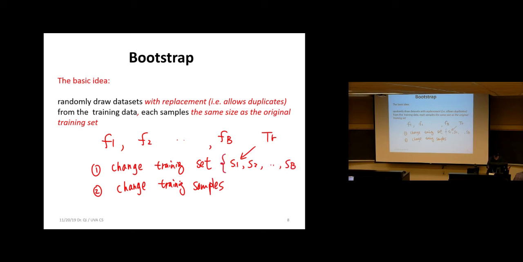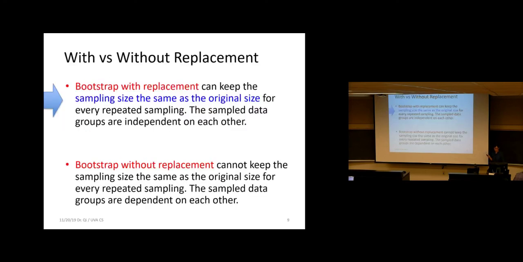Each one of them has exactly the same size as the original training data, for which we can use the notation n. So you keep the sampling size the same as the original for every repeated sampling. The sampled data groups, S1 until SB, are independent of each other because of the sampling process.